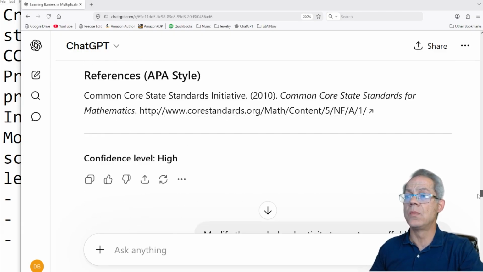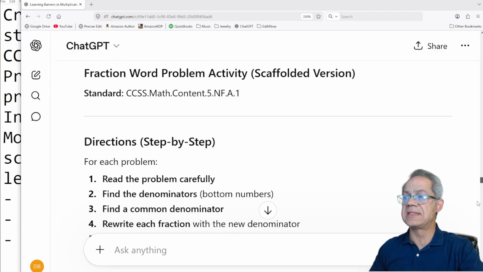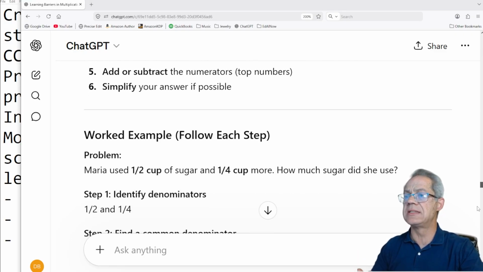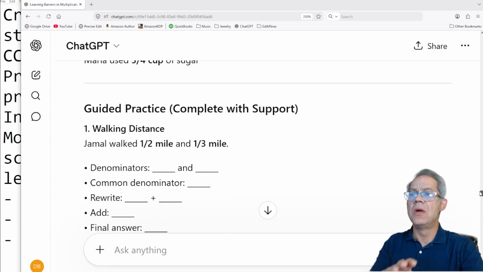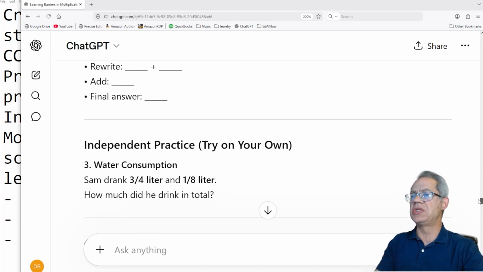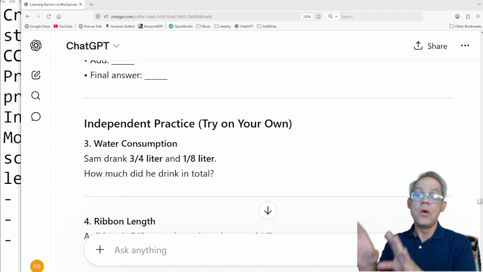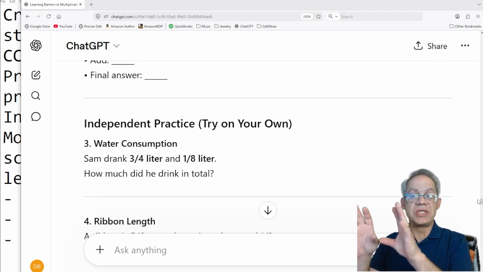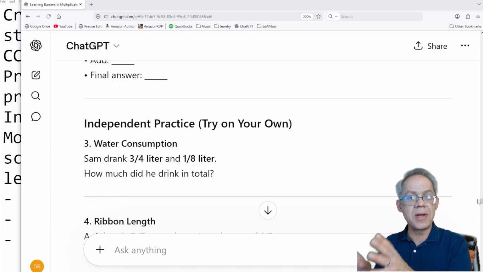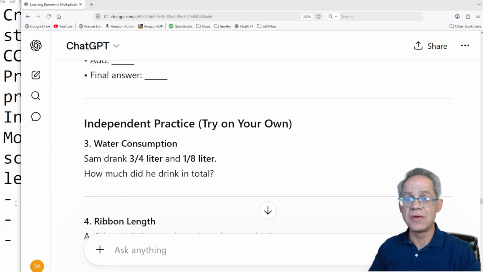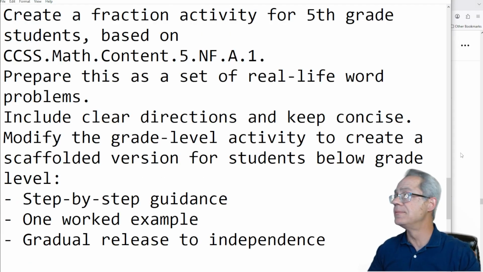Okay, so where are we? We are looking at the scaffold. We've got our directions step by step. Very nice. Worked examples to demonstrate the process. We've got our guided practice for the students. We have our independent practice and so forth. And now we've got something which is an appropriate support to help these particular students overcome their barriers to learning. So very, very good stuff.